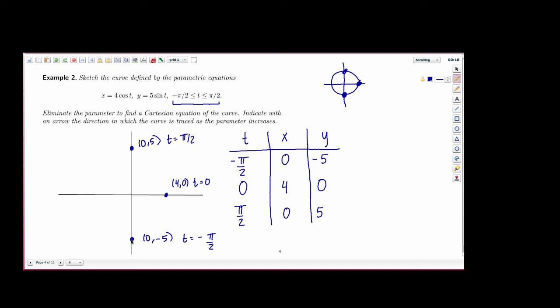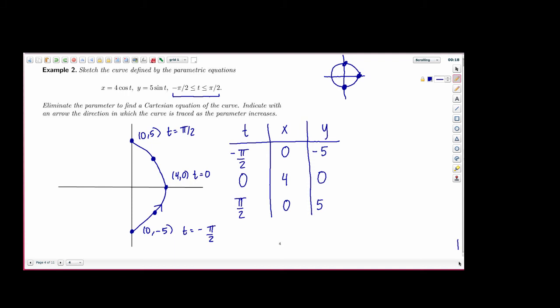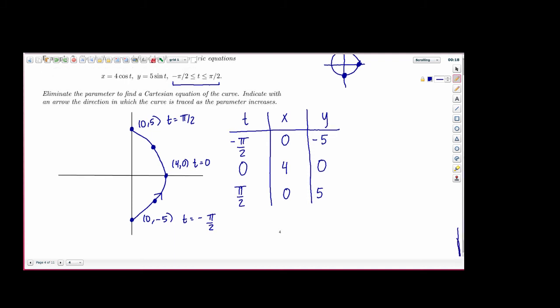And again, I'll just sketch in our curve. As t increases, we start at minus pi over 2, go to 0, and then up to pi over 2, so we get our direction. Now, you could plug in intermediate points. You could plug in t is pi over 4, you'd get a point in the middle. You could do minus pi over 4, again get some point in the middle, but we do have the general shape just by plugging in these 3 points that we did.